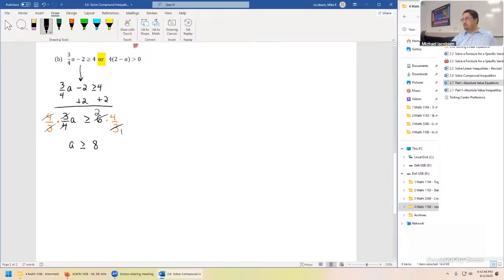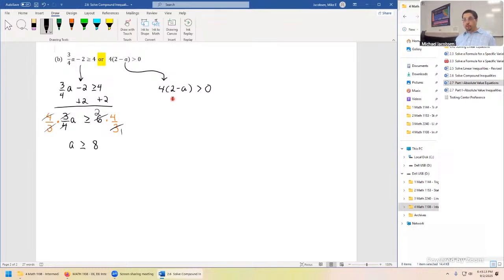All we do is rinse and repeat, same thing on this one. Let's recopy it. 4 times 2 minus A greater than 0. Same kind of process. And I think a lot of people would tackle this slightly differently. Some people might use the distributive law, distribute 4 inside to get 8 minus 4A. Totally works and it's just fine.